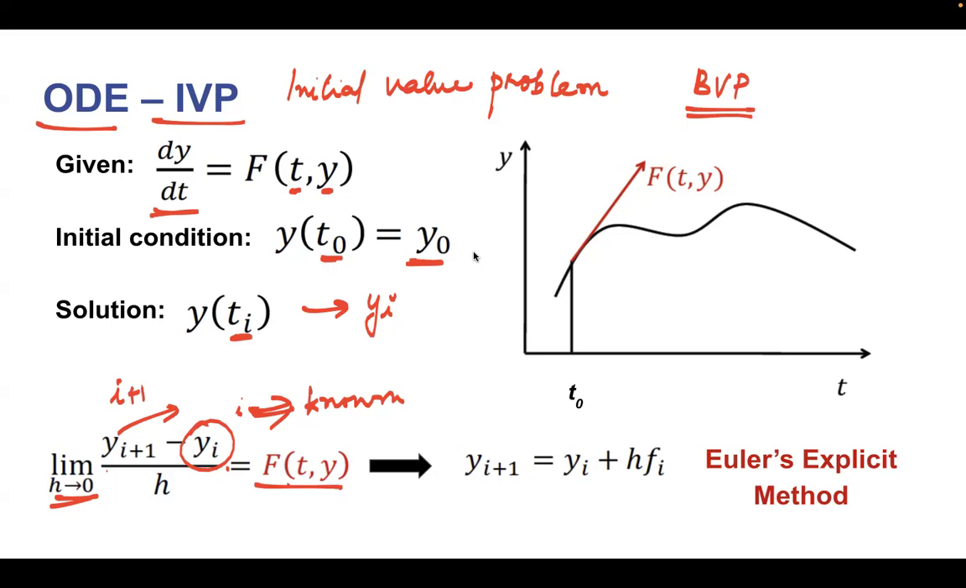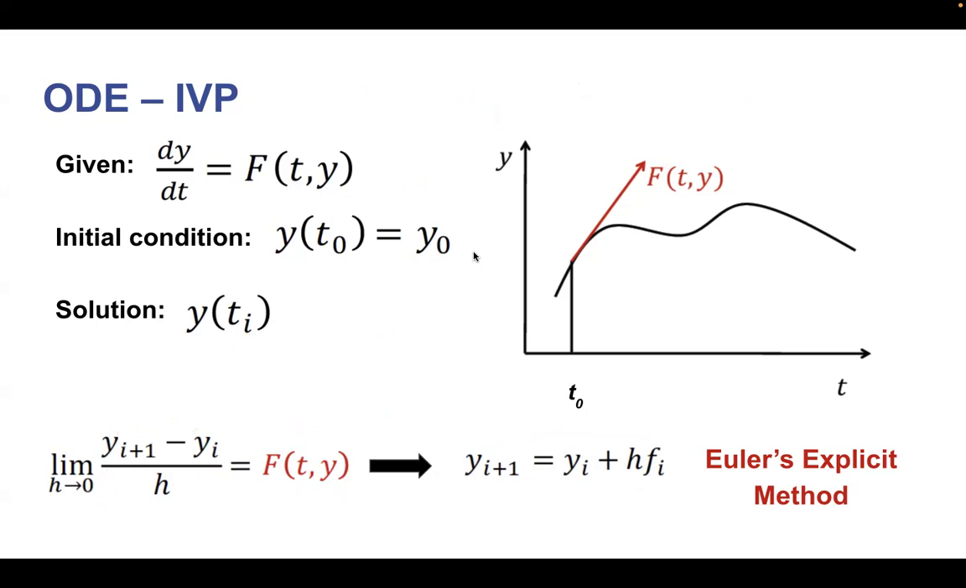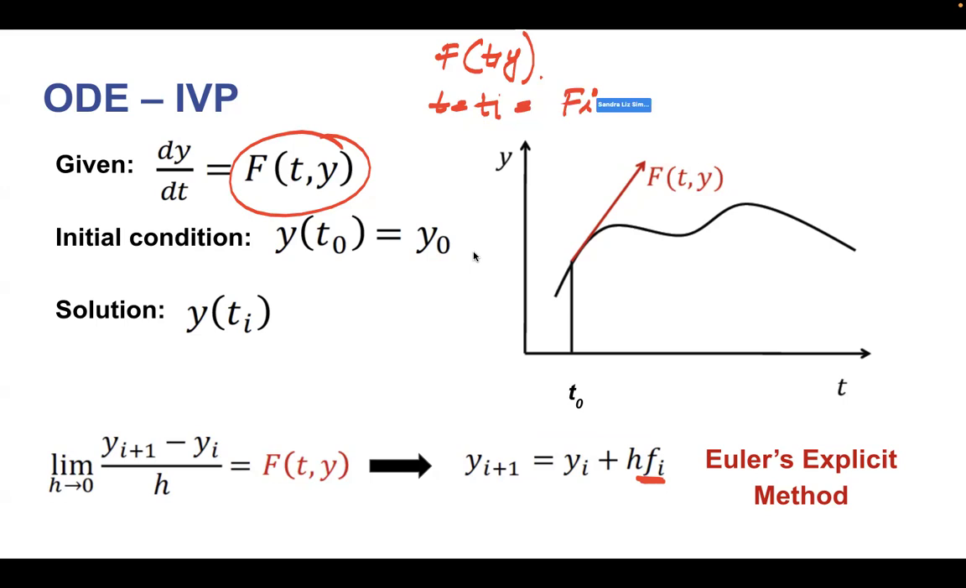So from this, if you do a small rearrangement, what will happen? Let's imagine that we are assuming h to be a very small value. You take h to this side, and this yi you also take to the other side, then you get this particular equation. That is yi plus 1 is equal to yi plus h fi. What is fi? Remember, fi is the function f(t, y) evaluated at t equal to ti. So basically, this is the derivative value when t equal to ti.